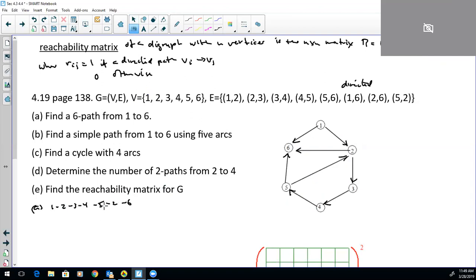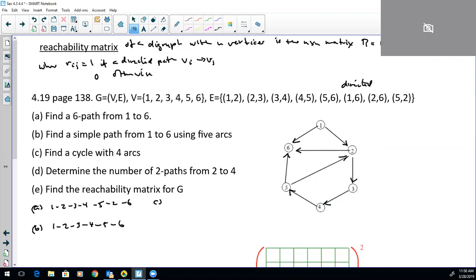Okay. Now part B, we want a simple path from 1 to 6 that uses 5 arcs. Just go around the edge here. 1 to 2 to 3 to 4 to 5 to 6. That is 1, 2, 3, 4, 5 directed edges.